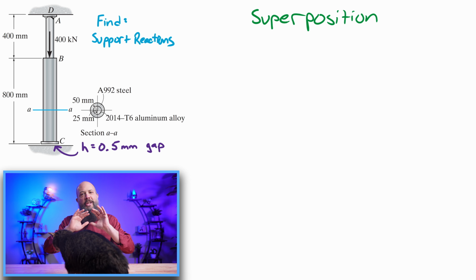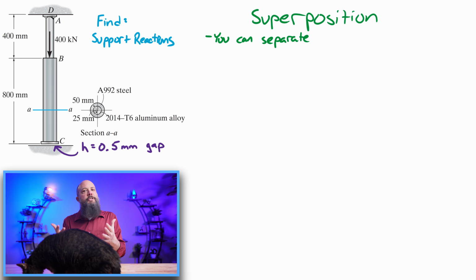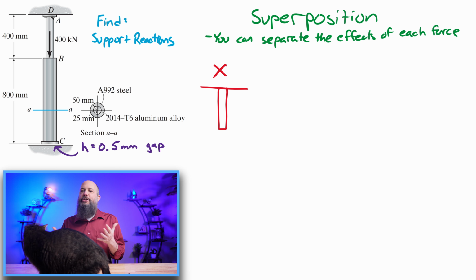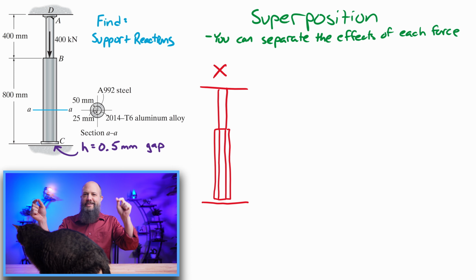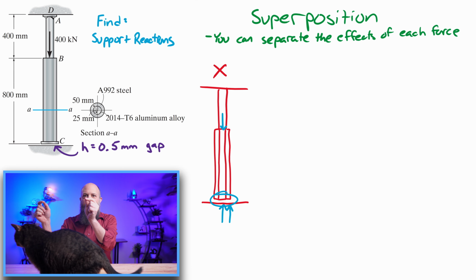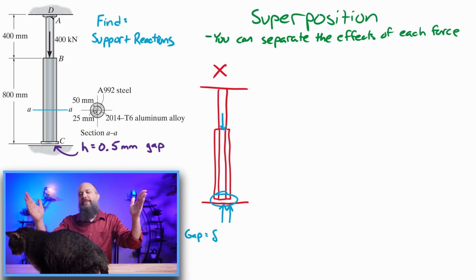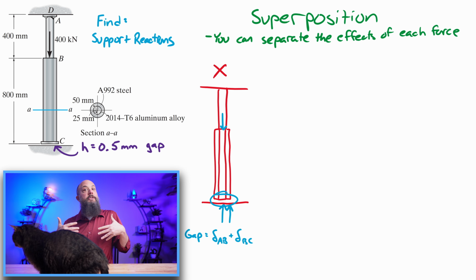Superposition changes everything. You are first taught that when you have a compound rod, if you want to find the change in length from A to C, you can just calculate the change in length from A to B and the change in length from B to C and add those two together, and that's your overall change in length. And that is true.